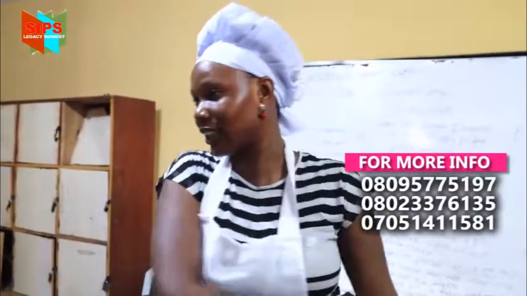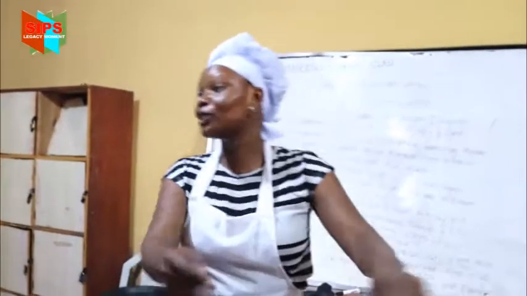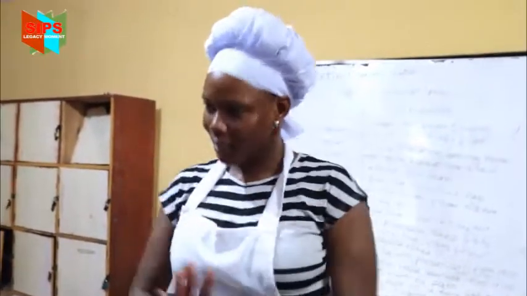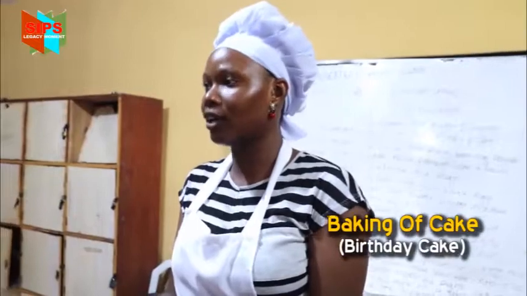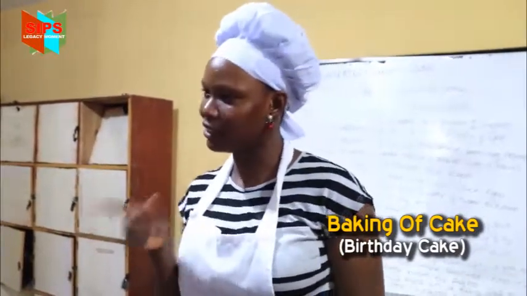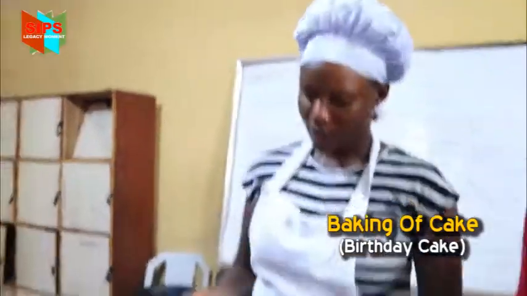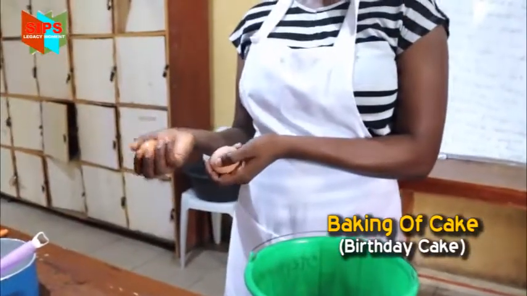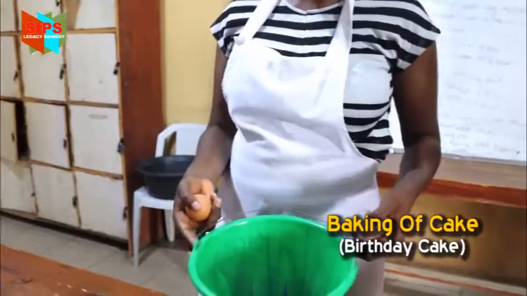That is when it will show. Most of the time, it doesn't show as you are mixing it. The batter might look okay, but when it comes out from the oven, you will discover that this is not the regular cake I have been saying. Something is wrong somewhere. So the next stage, you break the eggs into a bowl.